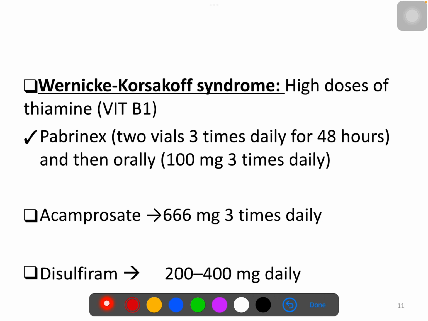For Wernicke-Korsakoff syndrome, a high dose of thiamine, vitamin B1, which is Pabrinex, 2 vials 3 times daily for 48 hours, and then orally 100 mg 3 times daily is given. And acamprosate 666 mg 3 times daily, and disulfiram to relieve the alcohol dependence syndrome. Disulfiram is given.